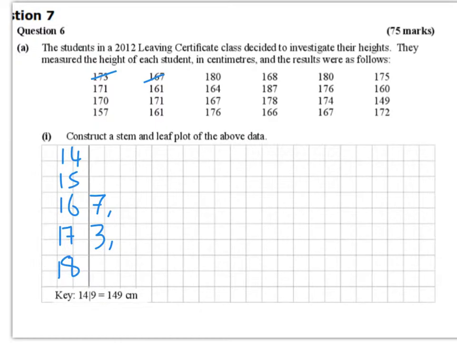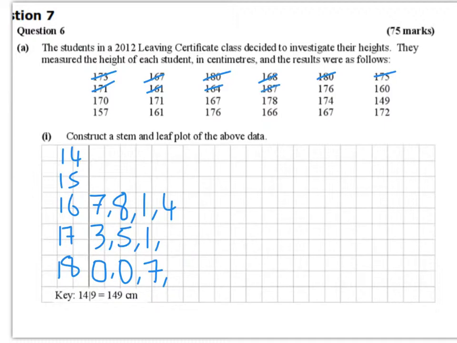Then 180, so I put a 0 after the 18, tick off 180. Then 168, so I put an 8 beside the 6, tick off 168. Then 180, tick off 180. 175, tick off 175. 171, tick off 171. 161, tick off 161. 164, tick off 164. 187, tick off 187. 176, tick off 176.